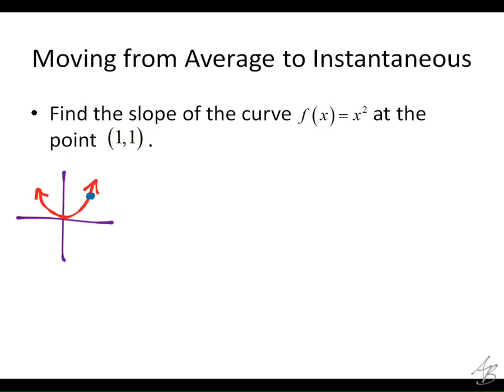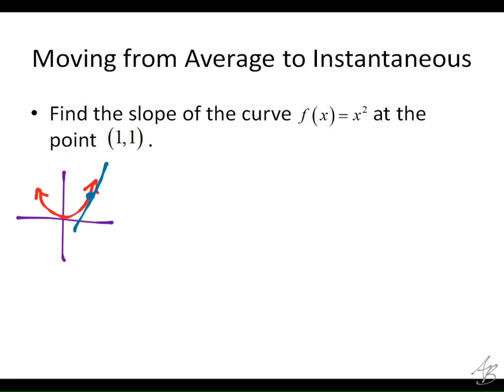The point (1, 1) might be right about there, so we want to know what the slope of that line right there is. That's our goal. Find the slope of that line. You can see from the picture that it's going to be positive. You can see from the picture that it's probably going to be greater than 1. Although I drew it by hand, I don't know how accurate it is, so I wouldn't trust it too much. But you can get an idea of what our answer should be from a picture like that.